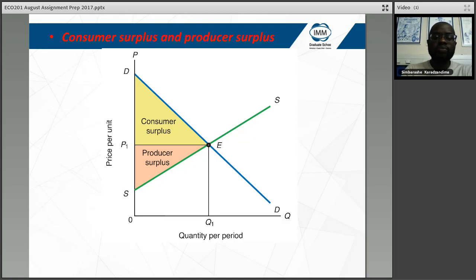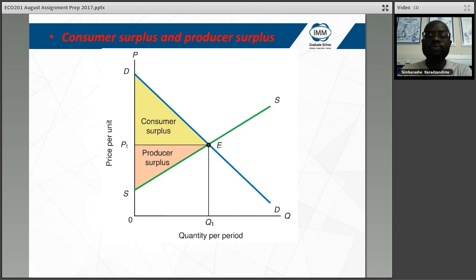An example of consumer surplus is whereby, let's say you want to buy a CD, right? You're expecting that the CD is going to cost you maybe 300 rand, but when you go to the shop, you find that it is 200 rand. So it's like you've made a saving of 100 rand. That shaded area, that triangle, is the consumer surplus.